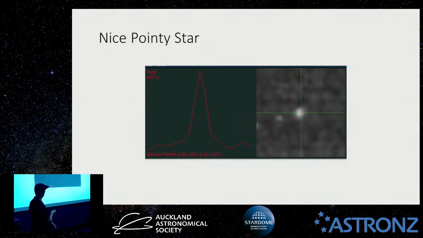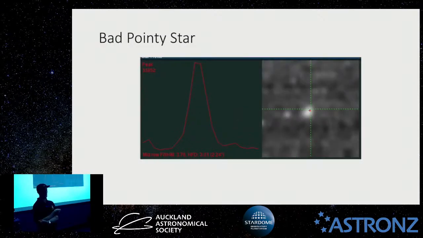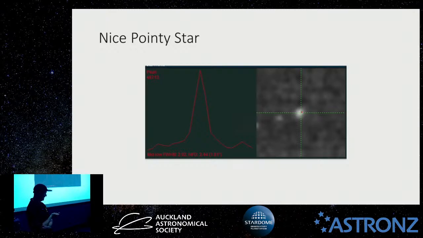So this is what you want, a nice pointy star, and the peak is 46713 out of 65535. So for this one, I could increase the gain a little bit more so that the peak of the pointy star is closer to 65535. Oh, I've flicked on to the next slide. That's a good pointy star.